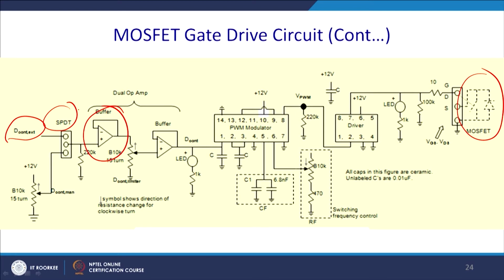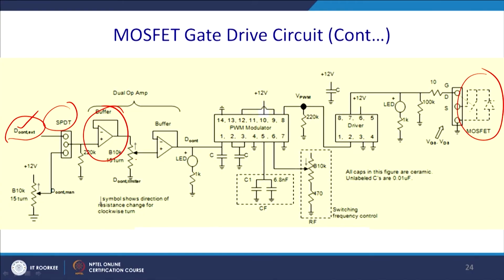That buffer will ensure that no loading takes place of this external circuit. Otherwise, this current is so small that if you have a resistance and all those things, then it cannot support the loading of this current. From this buffer you have a port, and from the port you get an LED. So, that will ensure that we get the pulses.